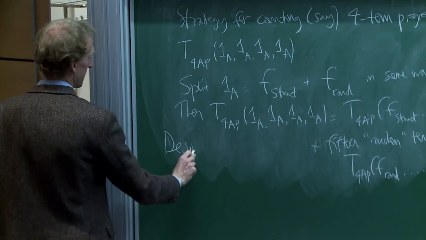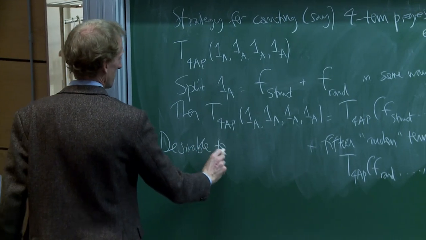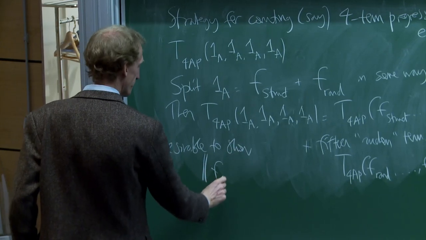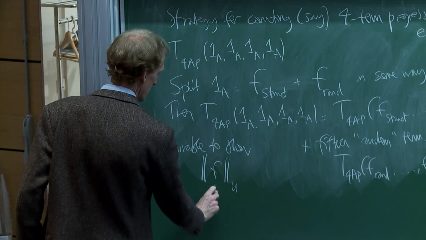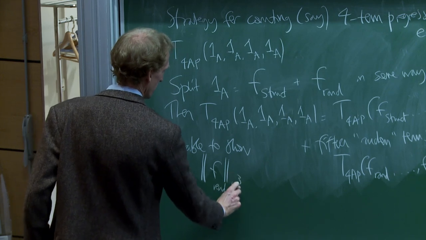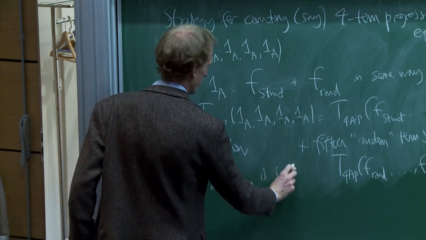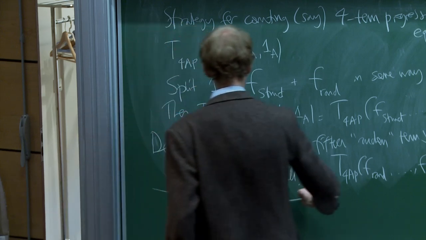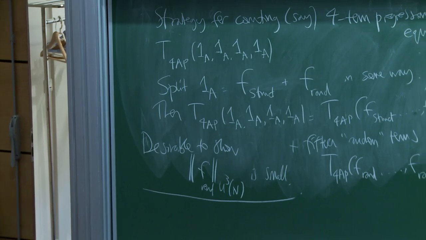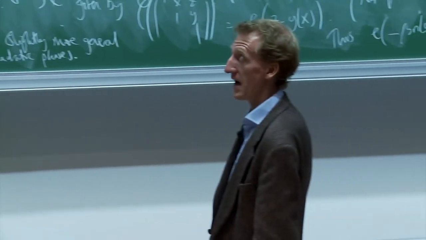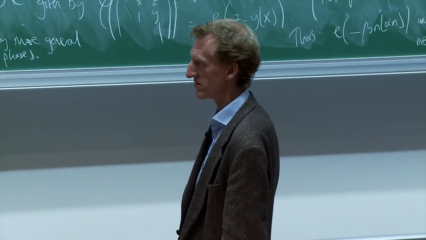Desirable to show that the Gowers U3 norm of f rand is small. So that motivates the question of how you show that. How would you show that the Gowers norm of a certain function is small? And that's the question I'm going to talk about mainly next time.